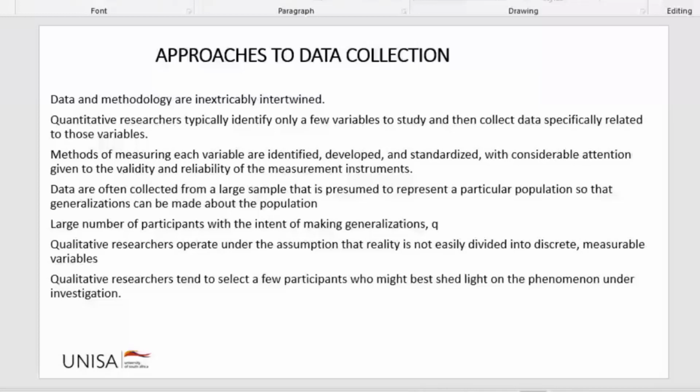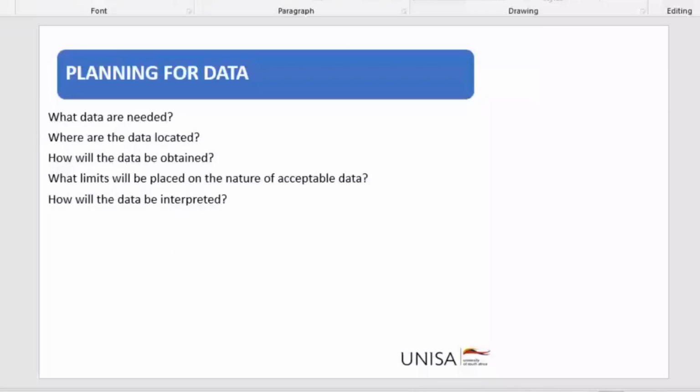How will the data be interpreted? So you need to be able in your planning to say, what kind of data am I in need of? And where is this data located? And how will I obtain it? And how will I limit the nature of the data that I want to accept? Because there might be just a lot of garbage that can come with some of the data that you want, and that might be wasting your time. And how will the data be interpreted? Sometimes I find that researchers will ask for data, but they are not very clear as to what type of data they're looking for. Where do they think that data is?